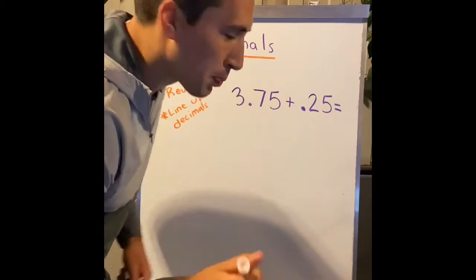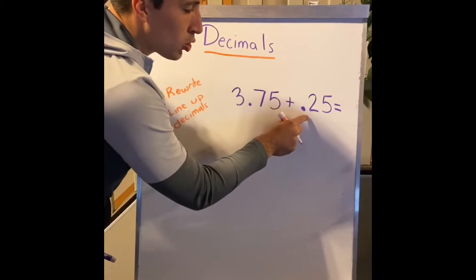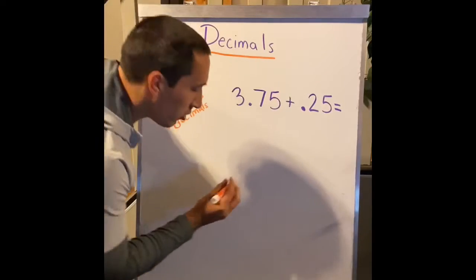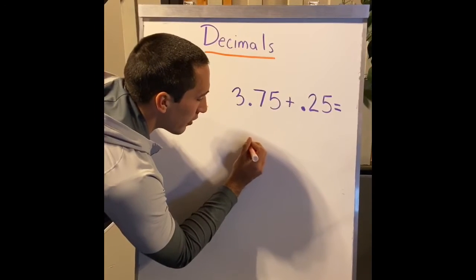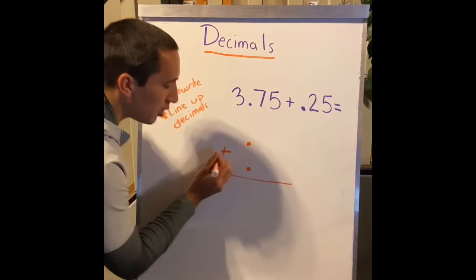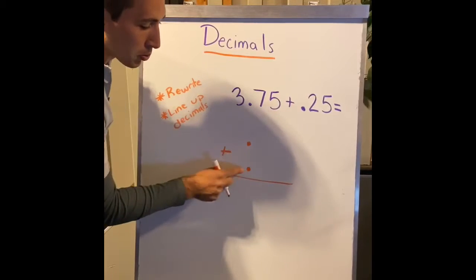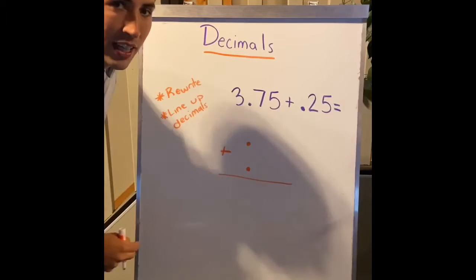Okay, here's our next problem. 3 75 hundredths plus 25 hundredths. I'm going to do the first step for you. I'm going to write my decimals in, and I want you to solve this problem. So write your 3 75 hundredths, and then the decimals here, write your 25 hundredths, and add it up.